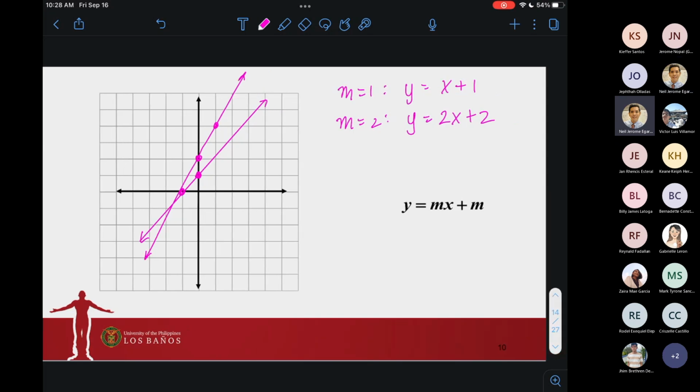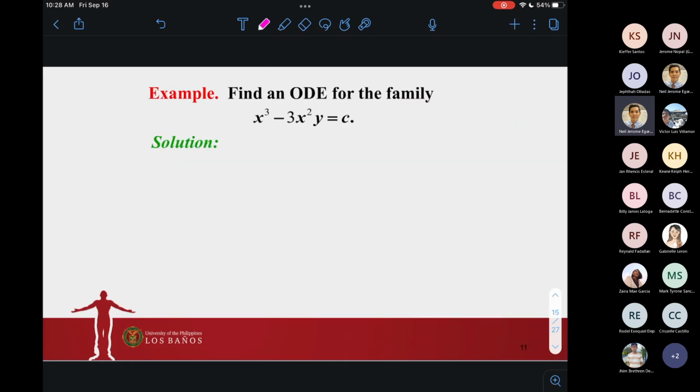Right? Now, off to a more interesting example. So here we want to find an ODE for the family of cubic functions, x cubed minus, actually hindi pala cubic kasi naka-implicit form ito. So ang gusto nating curve ay x cubed minus 3x squared y equals c. Right? So ilan yung parameters dito, guys? Ilan ang parameters sa equation na to?